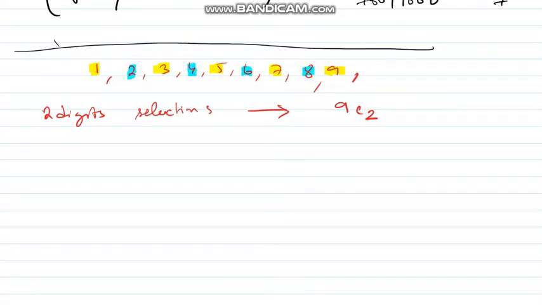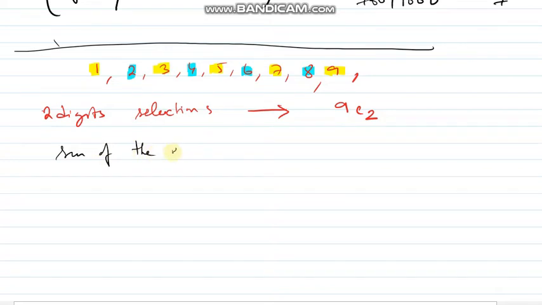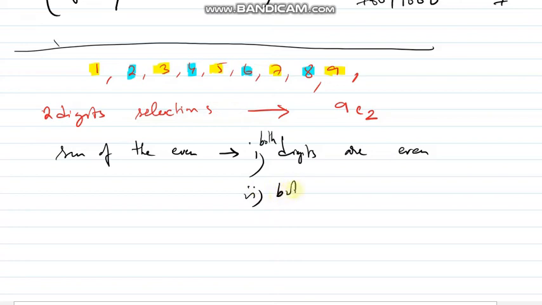So when the sum of the digits is even, two cases can happen. First case, both digits are even, or both digits are odd. Think about it. If I add 2 odd numbers, I get an even number. So how many ways can I make that sum even? Just check. Both digits are odd. How many ways can I do it?